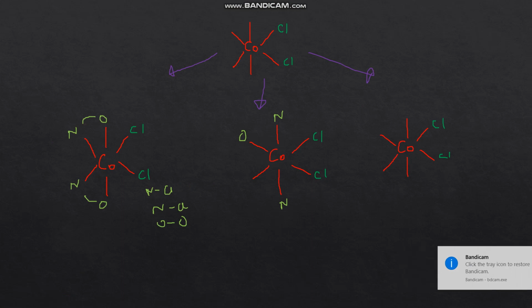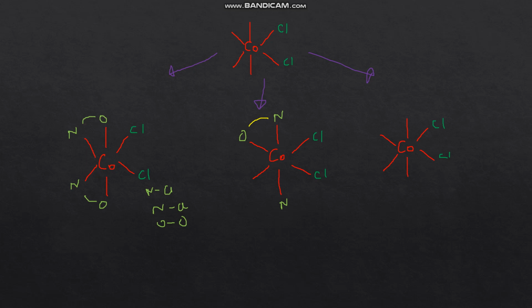Right? So nitrogens are opposite to each other, and this is oxygen. So this is your one bidentate ligand, and this is your another bidentate ligand. Now let's write out the opposite pairs. Nitrogen is opposite to nitrogen, right? Nitrogen is opposite to nitrogen. Oxygen is opposite to chlorine, right? As you can see, oxygen is opposite to chlorine, and oxygen is opposite to chlorine again.